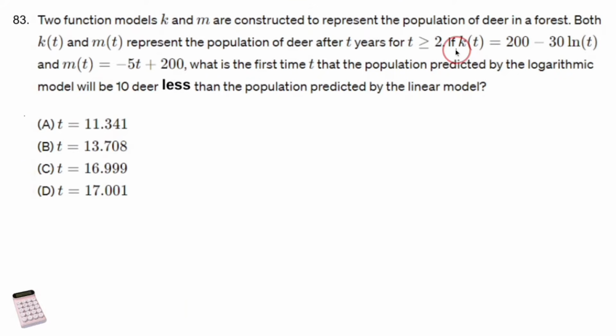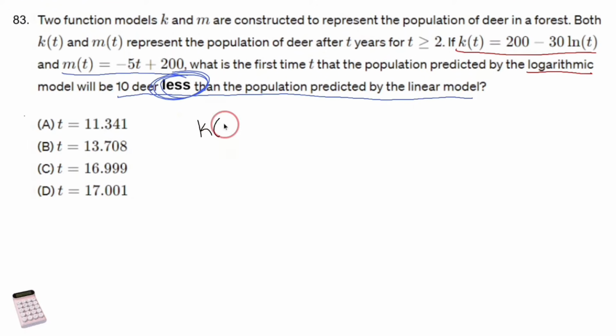By the way, k is the logarithmic model, and it will be 10 years less, and I'm emphasizing that word with a bold font, than the population predicted by the linear model, which would be m. So I need to see when k is 10 less than m. Basically, when is k of t 10 less than m of t?